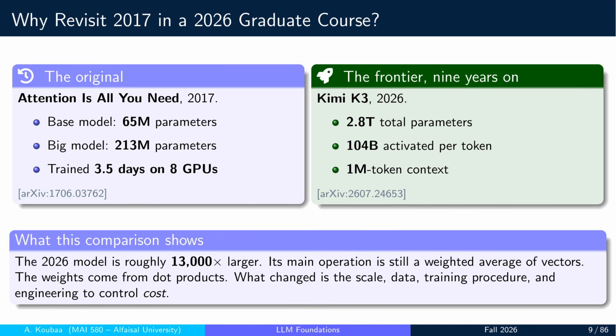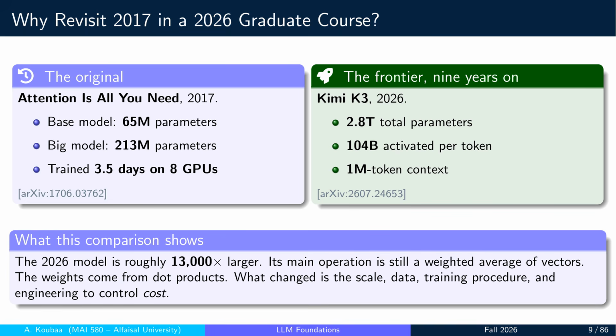On the right, a frontier model from 2026. 2.8 trillion total parameters, about 104 billion activated for each token, and a context window of 1 million tokens. That is roughly 13,000 times larger. Now, read the note at the bottom, because it is the reason we are here. The main operation is still a weighted average of vectors, and the weights still come from dot products. What changed is the scale, the data, the training procedure, and the engineering required to control cost.